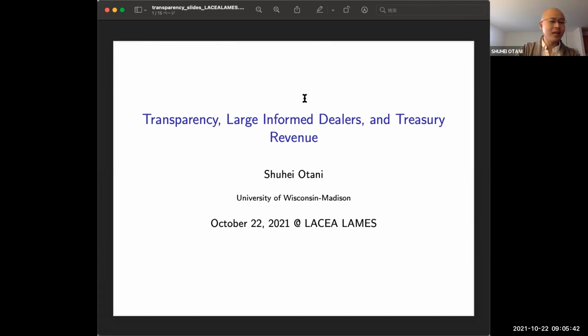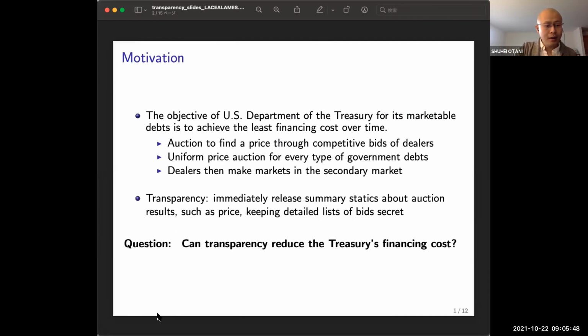So the title of the paper is Transparency, Large Informed Dealers, and Treasury Leveling. And the objective of the US Department of the Treasury for marketable securities is to finance the government needs at the least borrowing cost. And for this purpose, the Treasury uses auctions to find a price through competitive bids of dealers in the primary market. And it currently uses uniform price auction for every type of government securities.